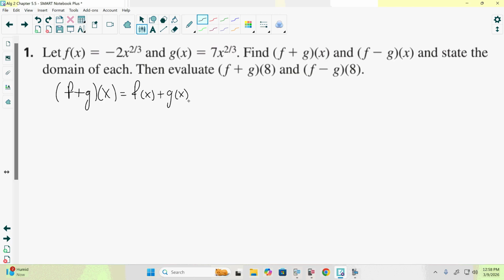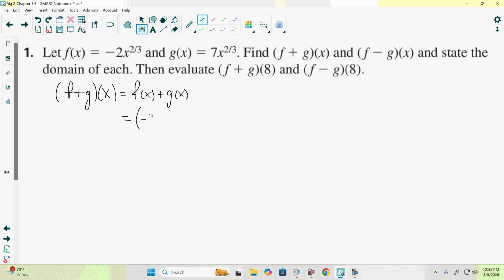We're not worried about the domain because for any of these, sum, difference, product, and quotient, we look at the domain of both and combine them, what's included in both. They're both to the 2/3 or 1/3 power, so they're cube roots, and again, we'll talk more about it after spring break. We'd be able to see and identify it. Cube roots are all real numbers. Both of them are all real numbers, so everything's included in both. Domain's all real numbers.